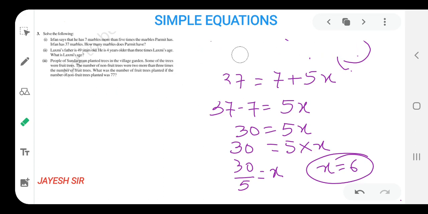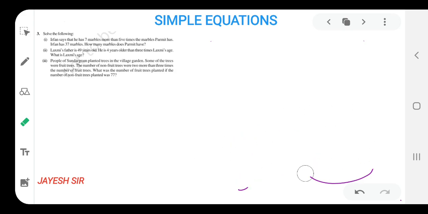So let us begin with the next sum. That is question number 2. So question number 2 is about Lakshmi's father.